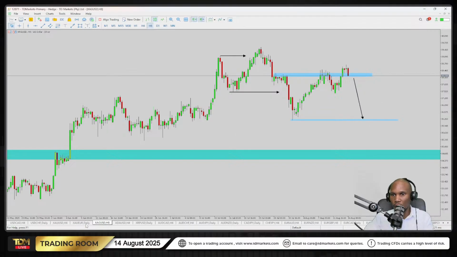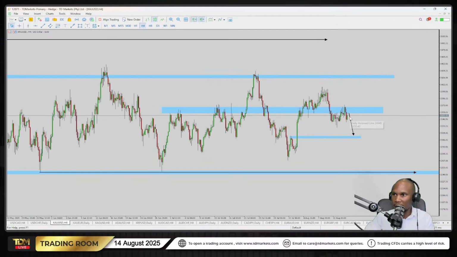All right, so gold, maybe one more push down. Silver also, one more push towards the downside. All right, so this is where we start things. We have about 10 minutes left until the PPI.